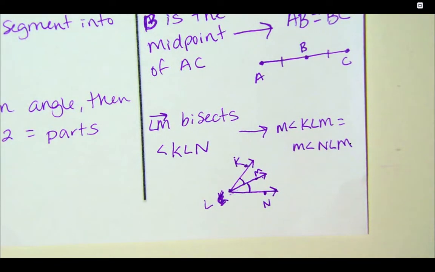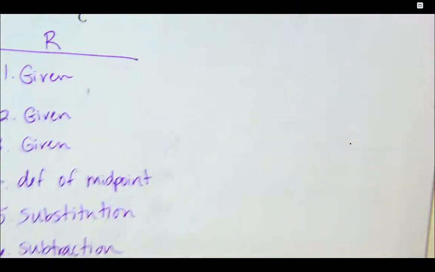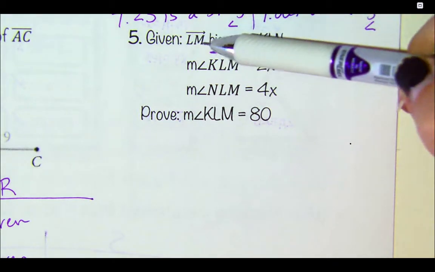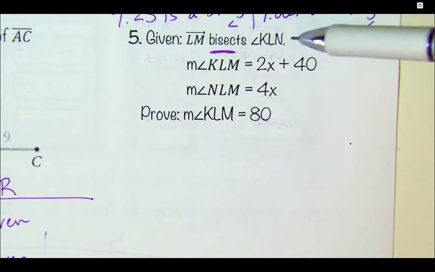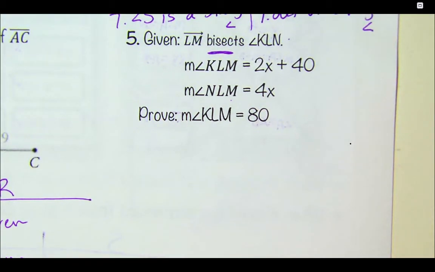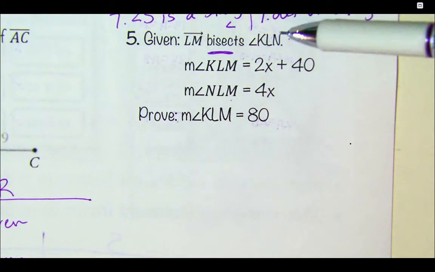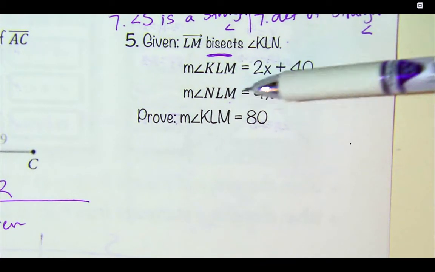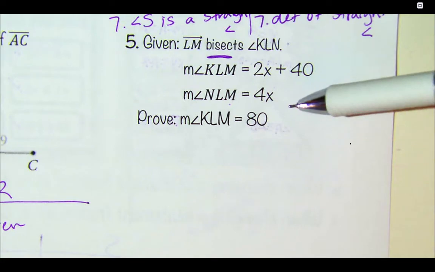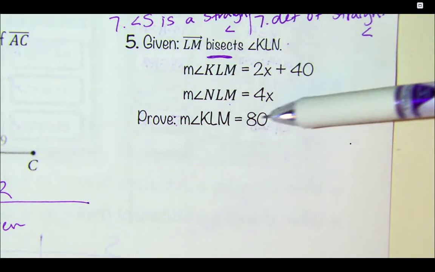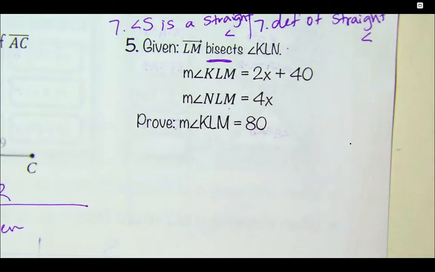So I'm going to set this proof up and then we'll be done. We're not going to do the whole thing. Actually, I'm just going to explain it. So if LM bisects this, what could you say about these two things? They're equal. So we'd do all the givens. We'd say these two are equal to each other. And then we'd substitute these two parts like we did on the last one and then solve the whole thing. So it's basically the same setup. The only difference is using the word bisect instead of midpoint.